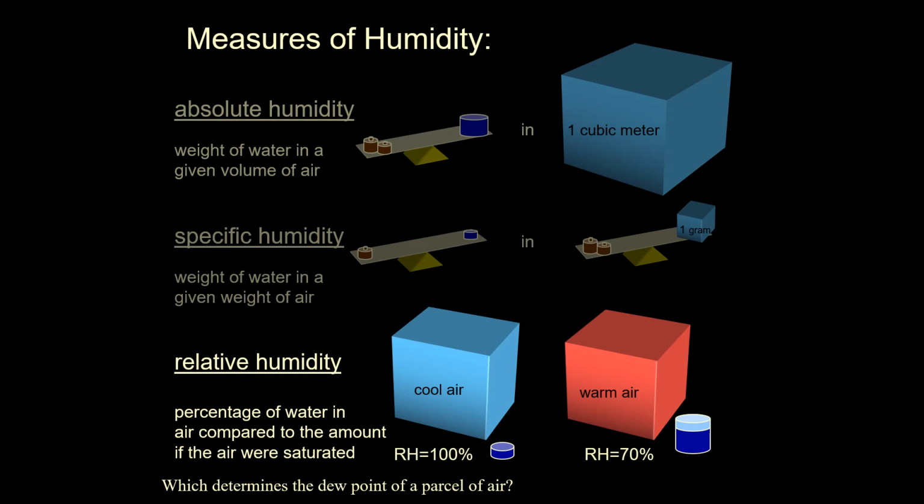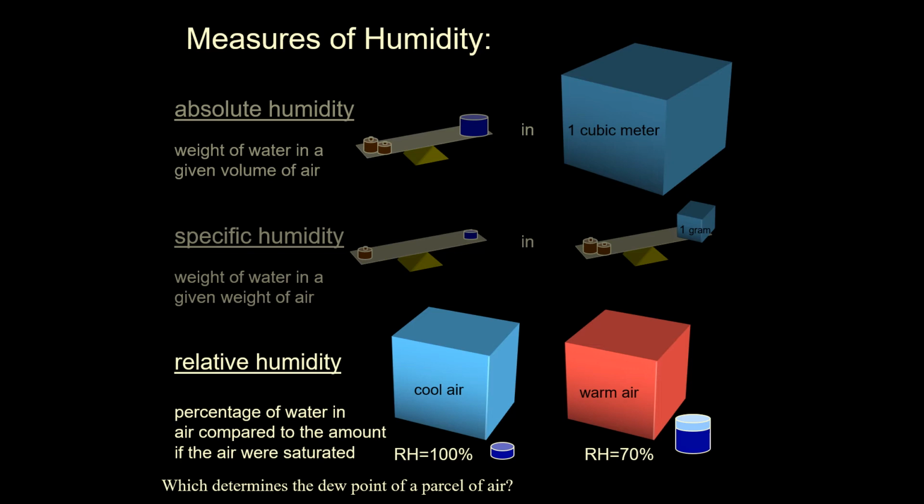So percentage of water in the air compared to the amount of water if the air is saturated. That means the amount of water vapor content right now existing in the atmosphere divided by the maximum water vapor, or saturation water vapor, at that temperature the air can hold.